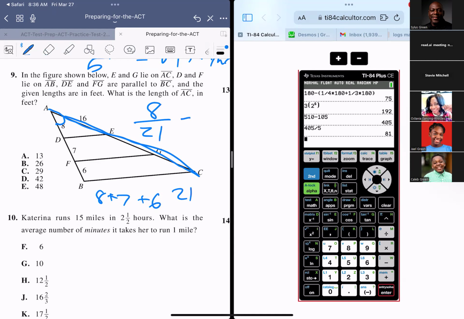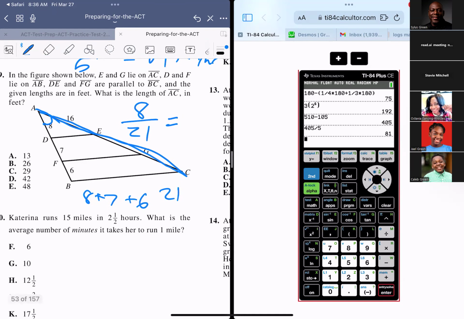So that ratio is going to have to be the same for the big side of the small triangle AED to the big side of the big triangle ACB. The big side of the small triangle is AE, so that's 16. The big side of the big triangle, you don't know what that is, so you can do x. Now we're going to cross multiply, and that's going to be 8x equals 16 times 21.